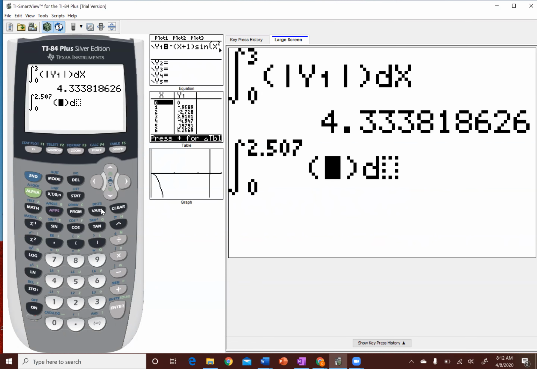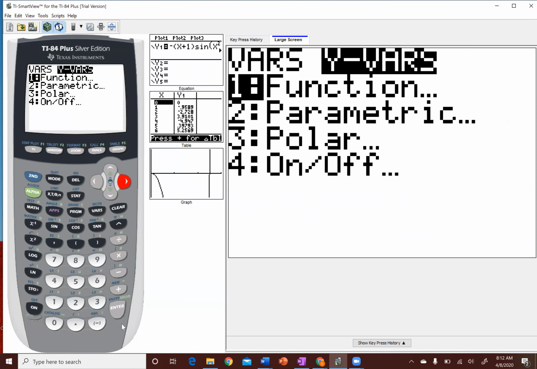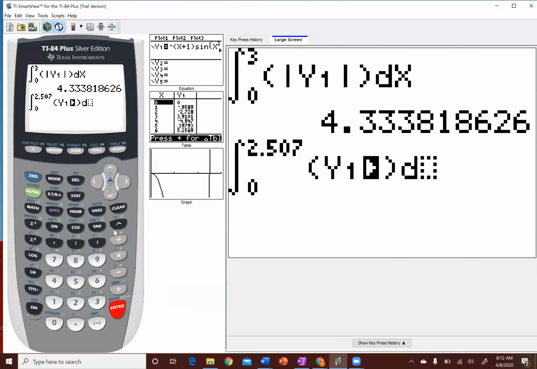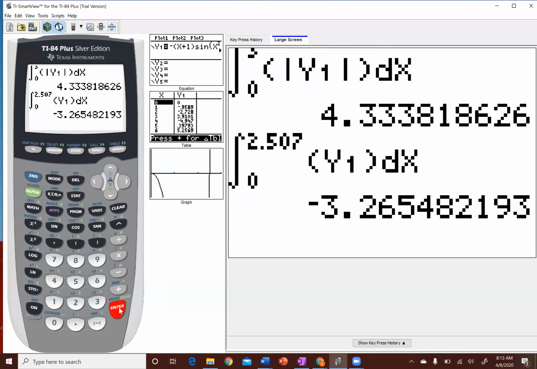Notice now already how much time it saved me to type in that function into y1. So yes, I do have to do that initial work of typing it in at first, but now it saved me at least 2 more times of having to type it in. And every single time you type it in, you might make a mistake. So type it in once carefully, and then just call it from the vars screen. Hit enter. So this tells us that between 0 and 2.507, the particle traveled 3.265 units to the left.